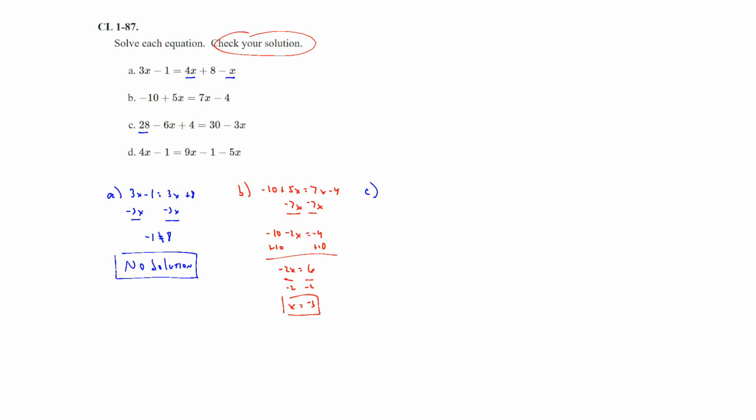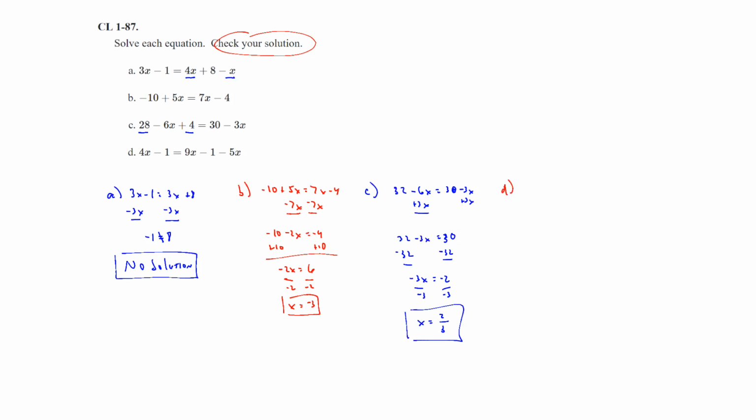C, we're going to combine 28 and 4, so that's 32 minus 6x is equal to 30 minus 3x, so I'll add 3x to both sides. 32 minus 3x equals 30. And then we can subtract 32. So negative 3x is equal to negative 2. Divide by negative 3. We don't want to write this one as a decimal because it's a repeating decimal. So x is equal to 2/3.